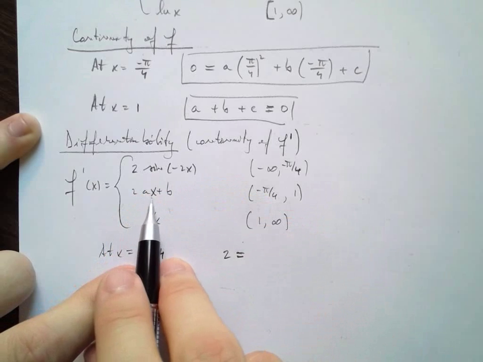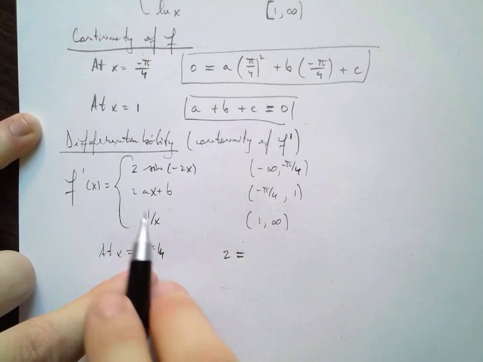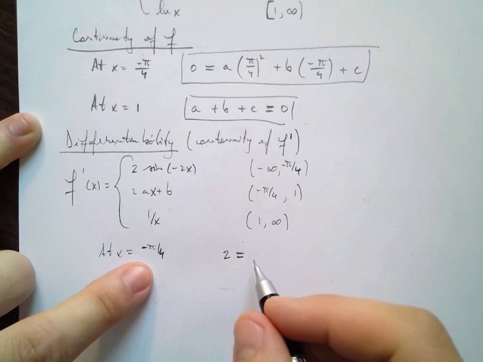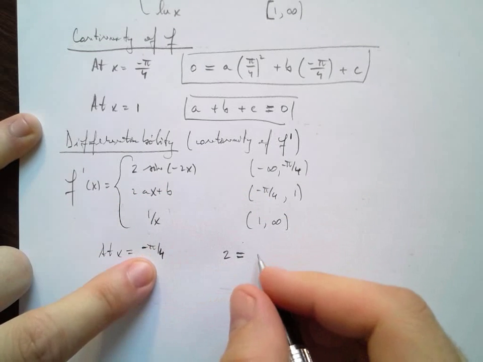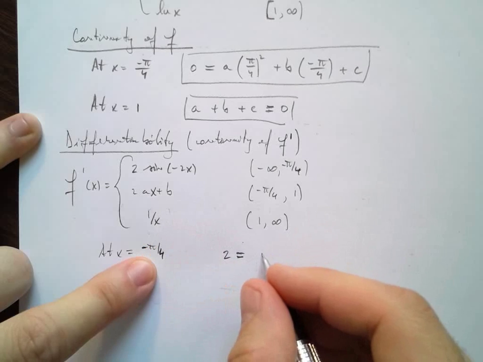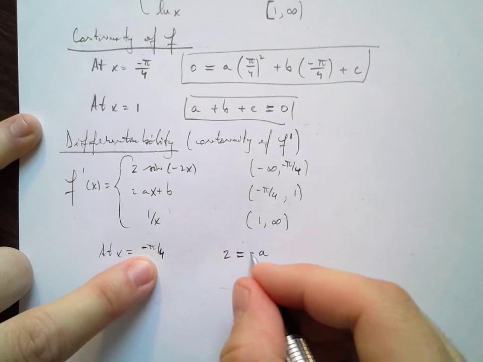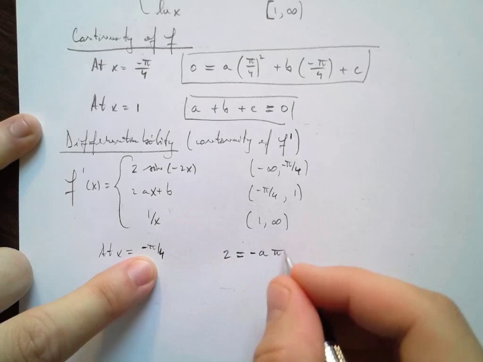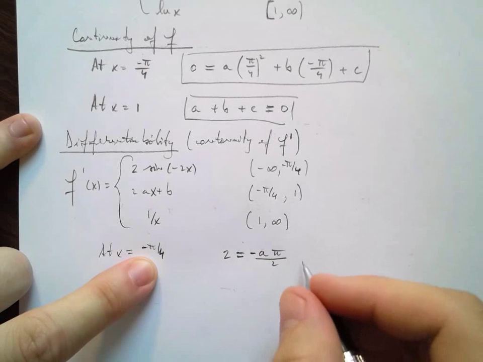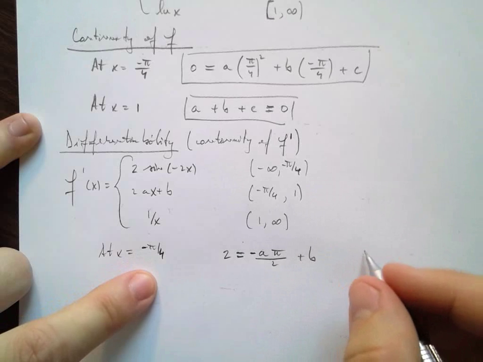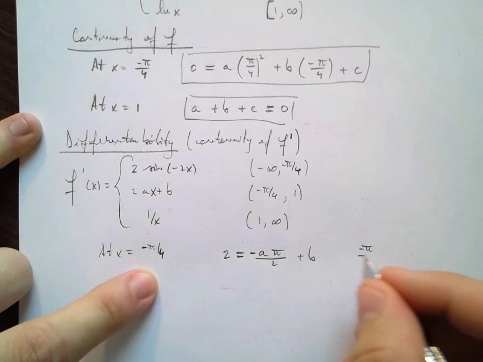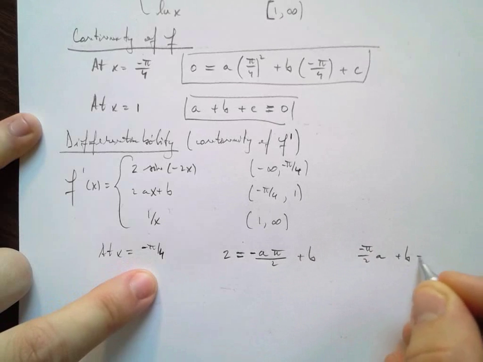and I got the wrong derivative. Derivative should have been 2ax here for that. I plug in negative pi over 4 into that equation here. So I have 2 canceling the 4, so I have minus a pi over 2 plus b, right? So if I rewrite this, I have minus pi over 2 a plus b equal 2.